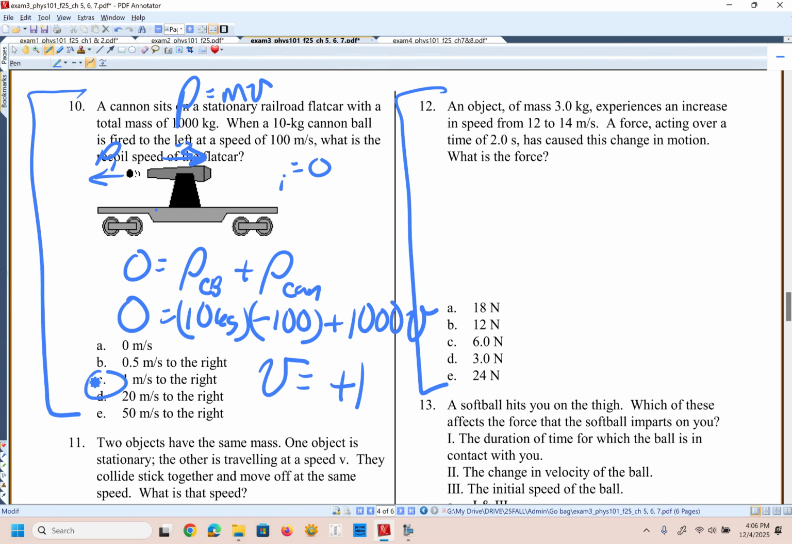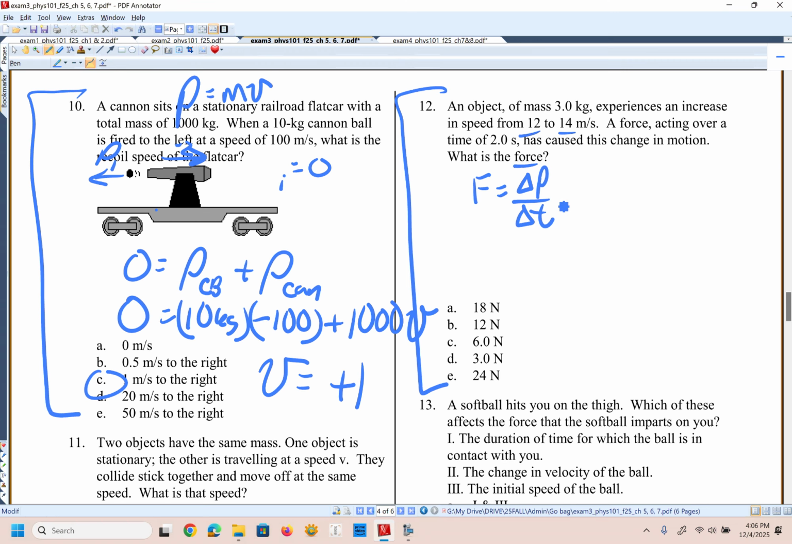While we're doing it, let's do number 12. I said it's on the exam. When I have a problem where I'm changing speed like that, that should clue you in that this is an impulse problem. And an impulse problem means I'm using F equals delta P over delta T. You had an equation sheet for this, right? Yeah, this is on the equation sheet for chapter 6.